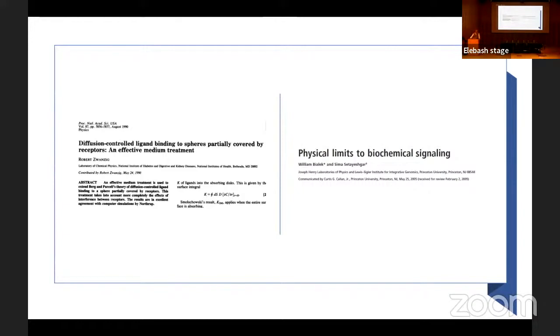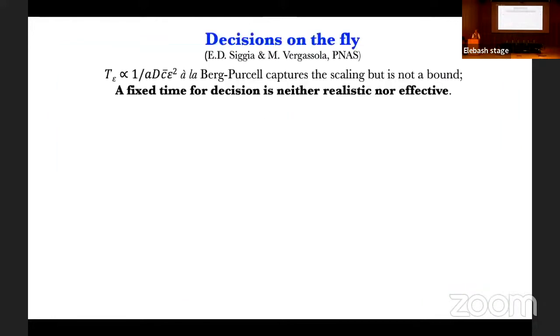So let me tell you, though, why it can be a little bit dangerous to take this as a limit. The reason is that this kind of argument of Berg and Purcell captures the scaling, but in fact, it's not the bound. And the reason why it's not the bound is exactly this assumption of having a fixed time capital T. Why is this not a good thing to do?